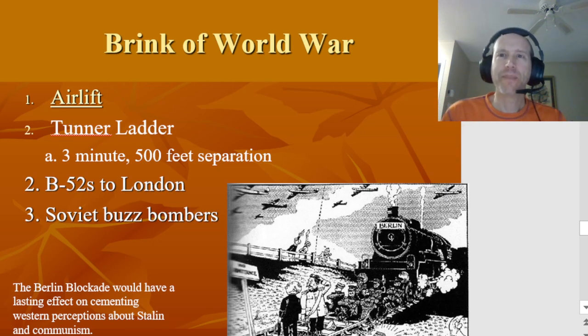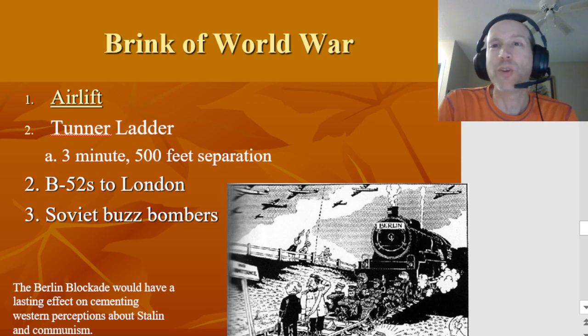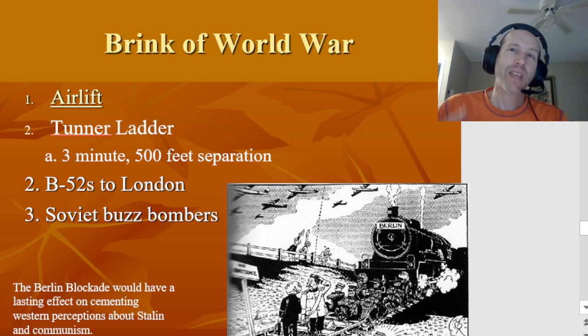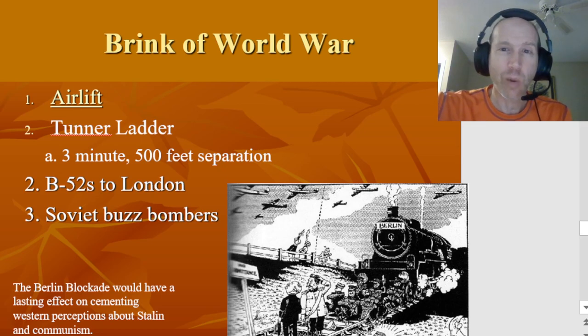Now, the reason why Stalin did not anticipate that is because Truman and all the Western leaders were not certain that this would work. In fact, there was considerable evidence that this wouldn't work. It had never been done on this scale. When Germany had tried to do this in Stalingrad for a much smaller amount of troops, it hadn't really worked.